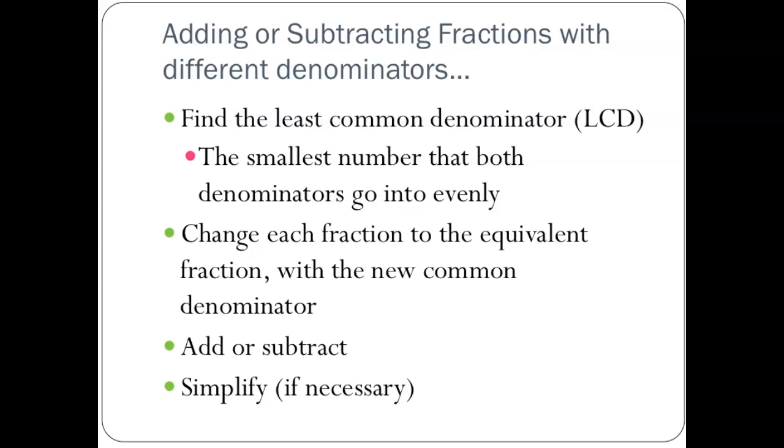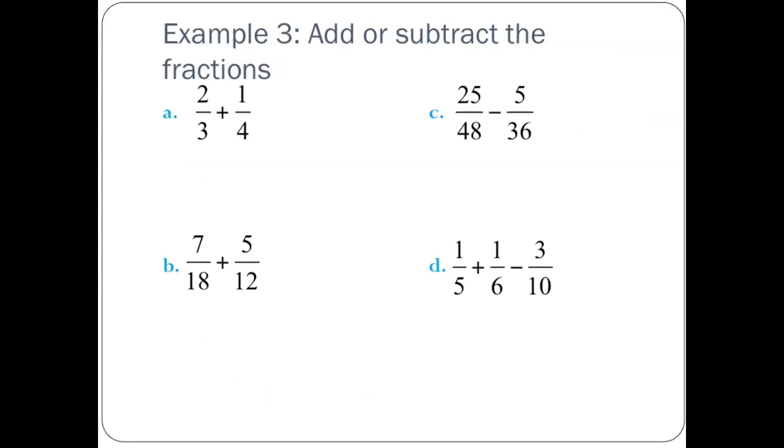All right, so let's take a look at example 3. 2/3 plus 1/4. So first thing you notice is that these have different denominators. So we have to write equivalent fractions that have the same denominator. So first, let's determine what the least common denominator is. So between 3 and 4, our smallest number that both 3 and 4 will go evenly into is 12. So I know I'm going to write both fractions with a denominator of 12.